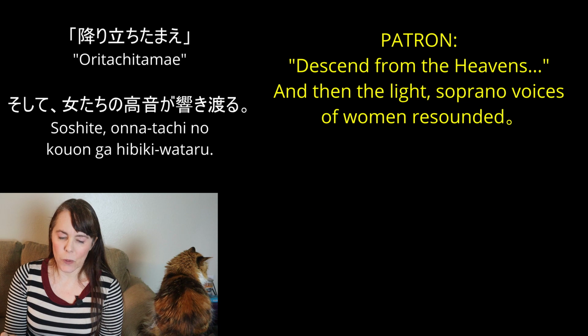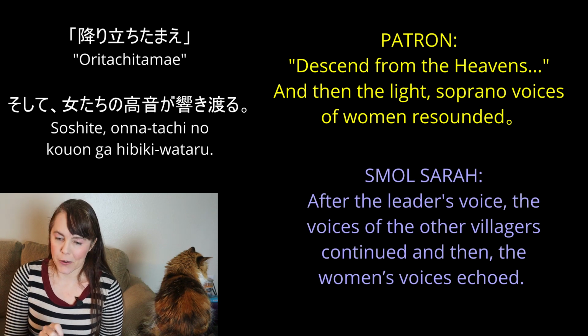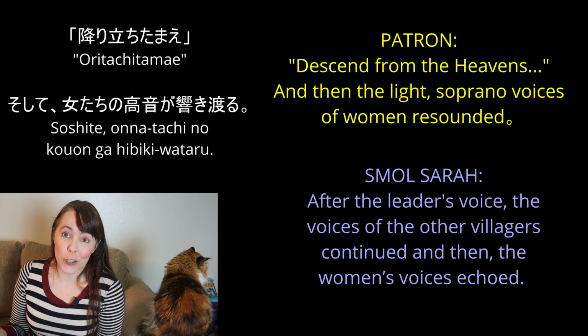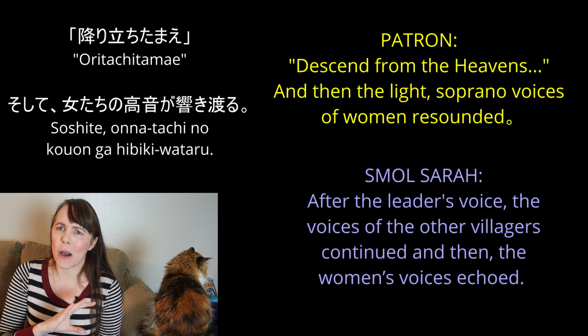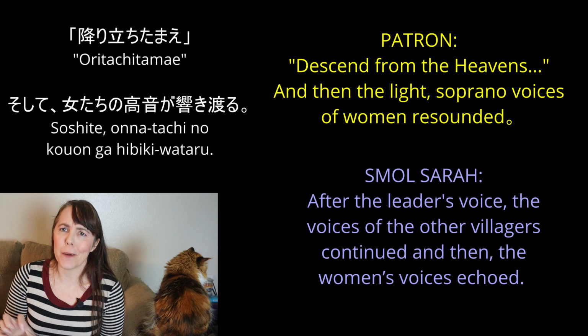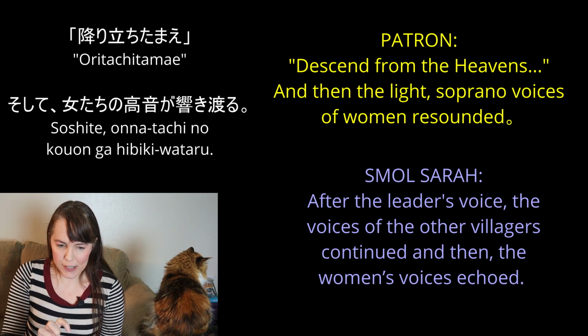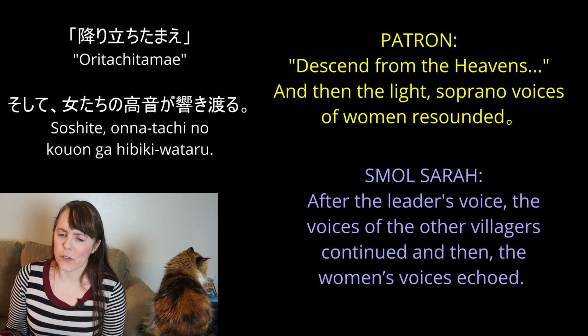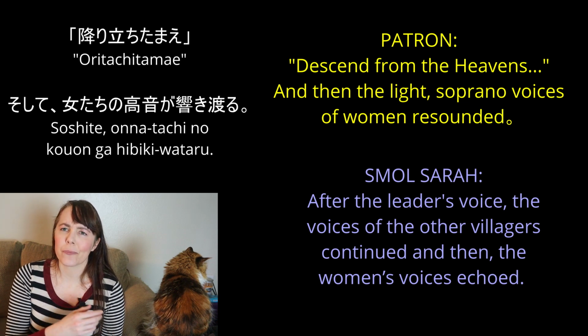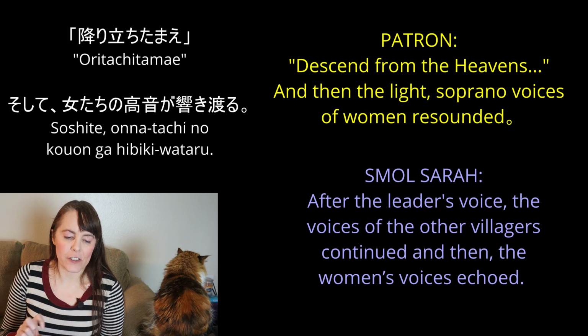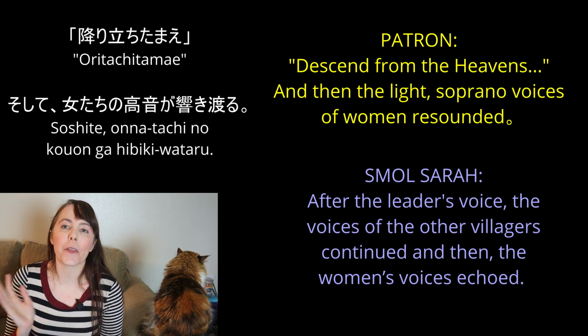What small Sarah did was I combined this with the former, and I left out the descent from the heavens. And I don't know why I did that. Again, I could have just overlooked it. Maybe it was in there and it somehow got deleted when I typed it up. But anyway, I translated those two sentences together as after the leader's voice, the voices of the other villagers continued. I don't know why I left out that they're men. And then the women's voices echoed. So I shortened そして女たちの高音が響き渡る. I took out the 高音 altogether.